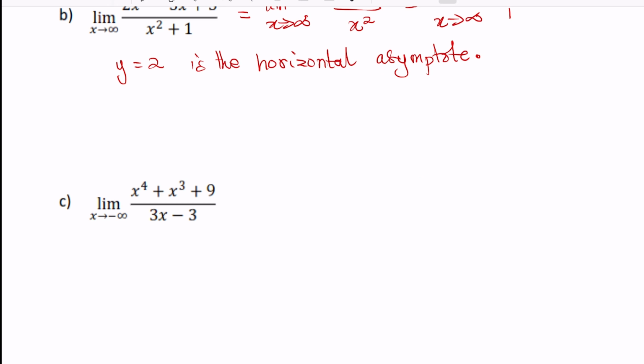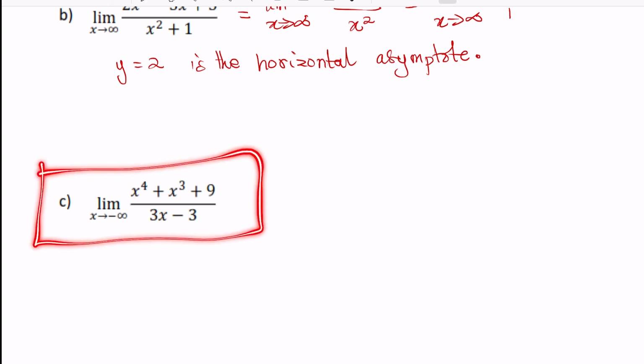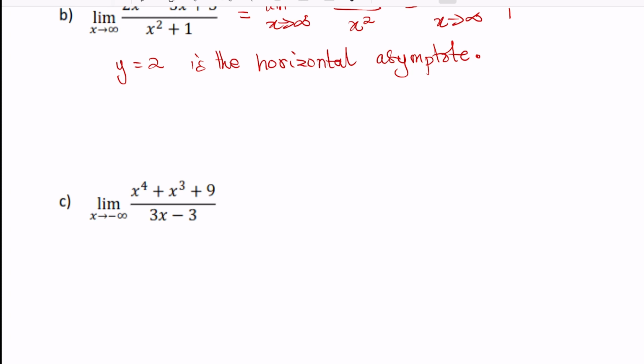Then question C. We want to solve for the end behavior model and find the horizontal asymptote. So again, we solve this expression for the end behavior model. The limit as x approaches negative infinity. Again, the highest power of x in the numerator is x raised to the power 4, and the highest power of x in the denominator is x. So now we can easily simplify.